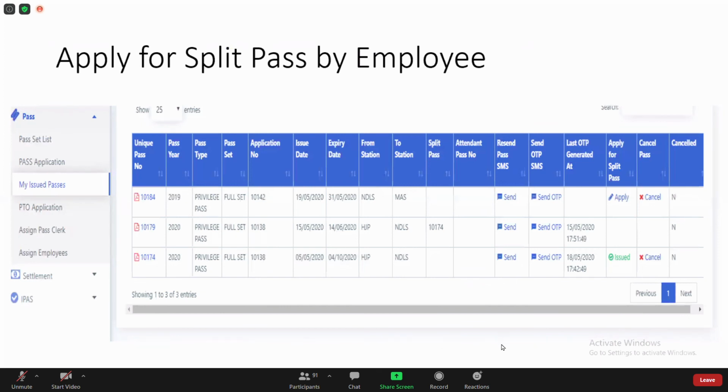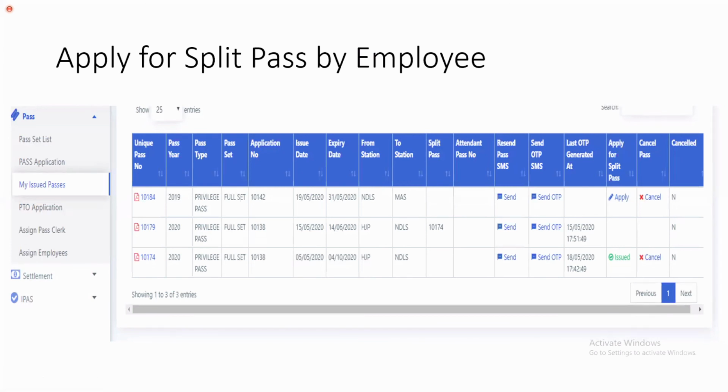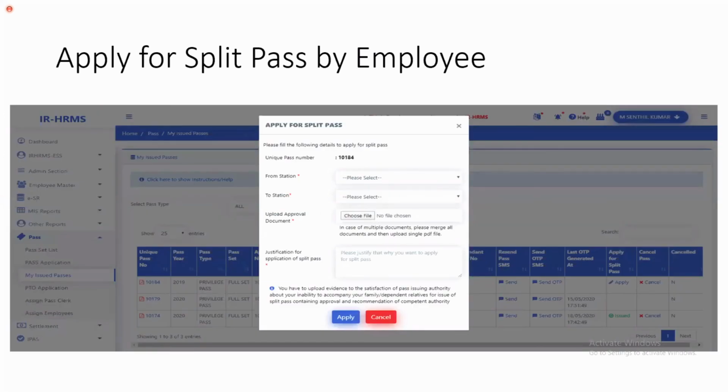Apply for split pass by employee. Here you find a screen. Apply for split pass. While applying, you give that unique pass number given earlier. That is what is appearing here. You can see 10184. These are all the details given. Once you apply and the competent authority approves it, you are given this split pass.